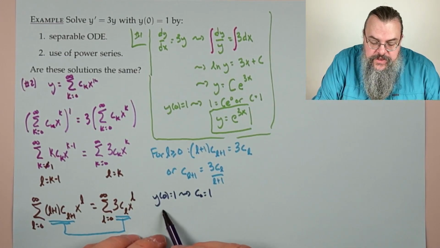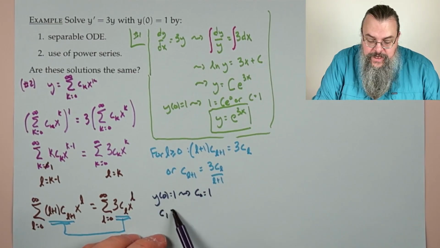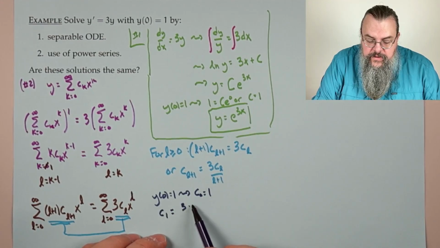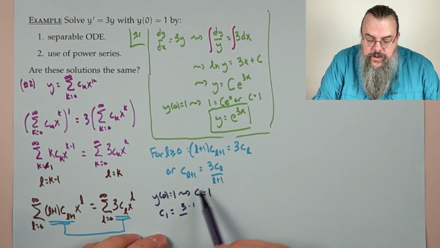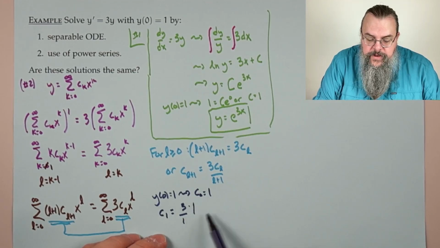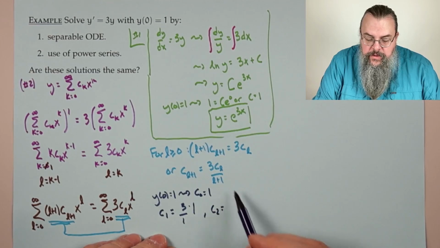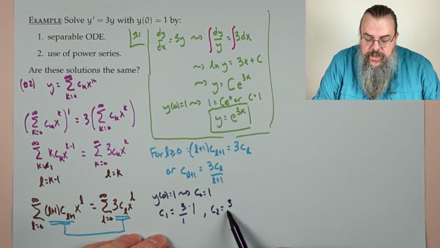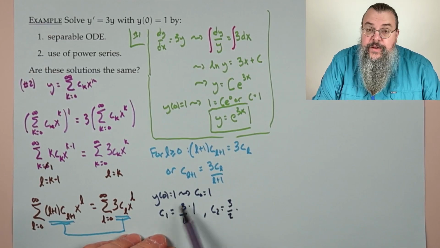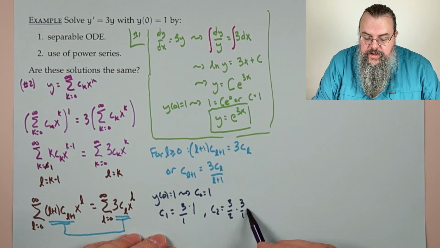Let's start with our C1. That would be L equals 0. So that would be 3 times C0, which is 1. So we'll say times 1. Here we're doing L equals 0. So 3 over 1 times 1. All right, how about C2? Well, that would be 3 over 2 times C1. 3 over 1. And then times 1.